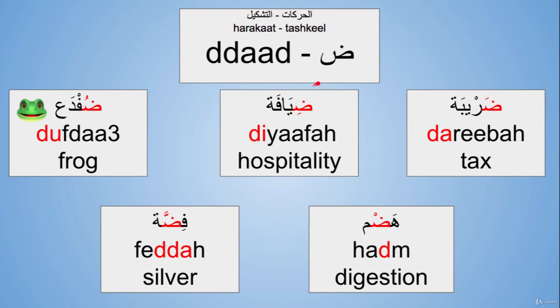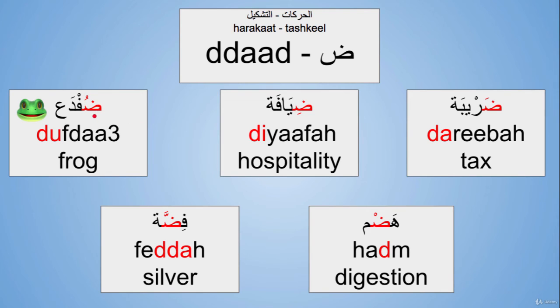Moving on to the letter Dad, we see that Dad with fatha is Da, like the word ضريبة, which means tax, and with kasra it becomes ضي, like the word ضيافة, or hospitality.